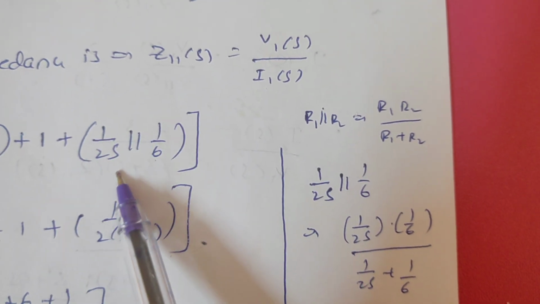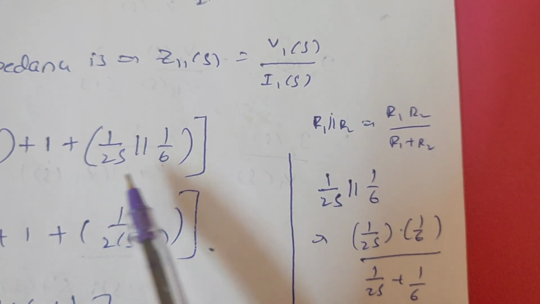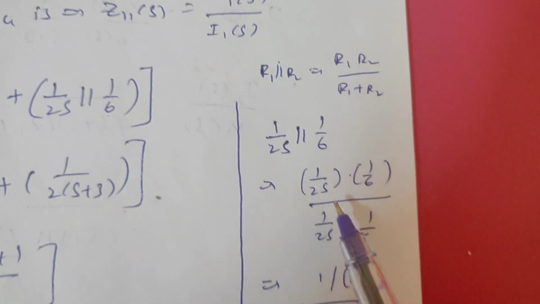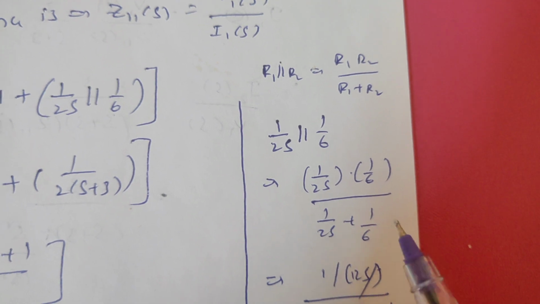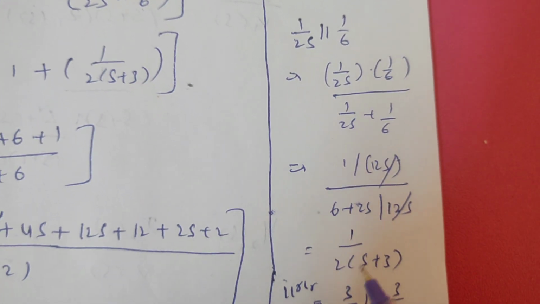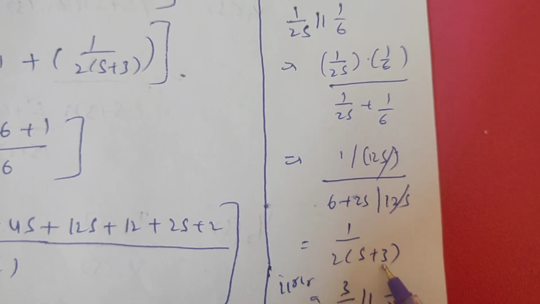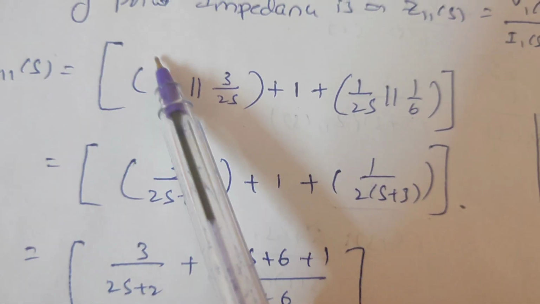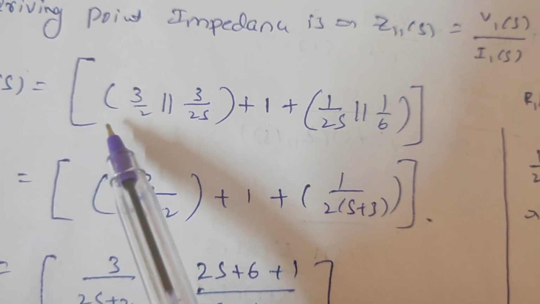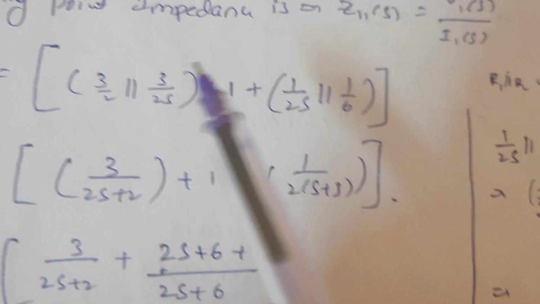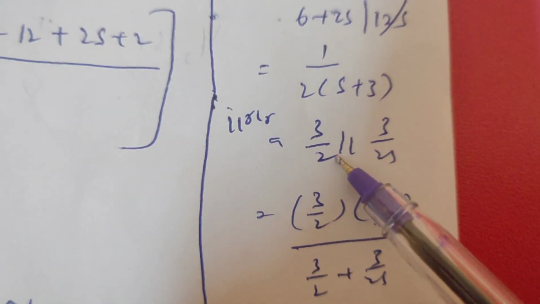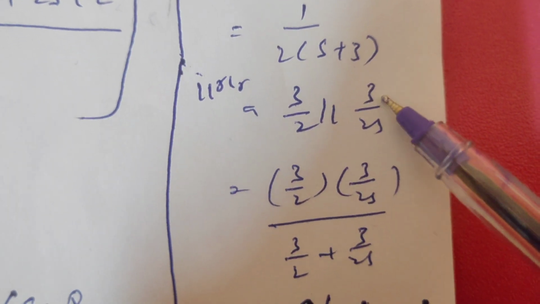So I am writing here: 1 by 2s in parallel with the 1 by 6 value becomes R1 into R2 by R1 plus R2. Upon simplifying this, we get 1 by 2 into (s plus 3). Similarly, we have one more parallel combination, 3 by 2 in parallel with the 3 by 2s value.